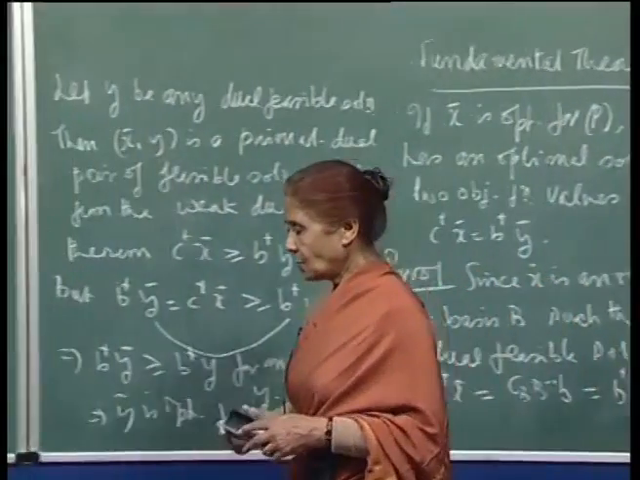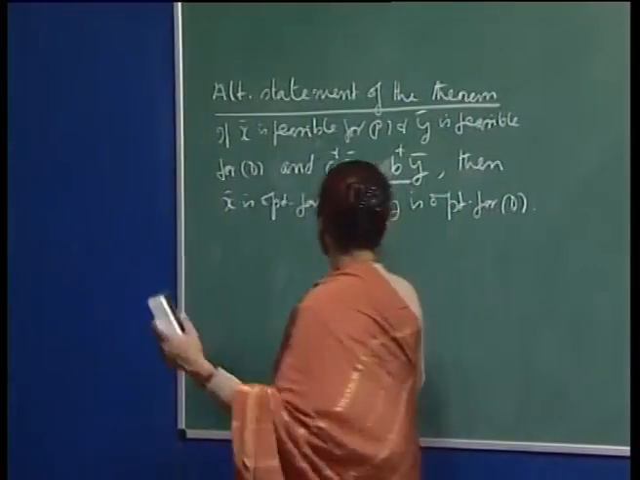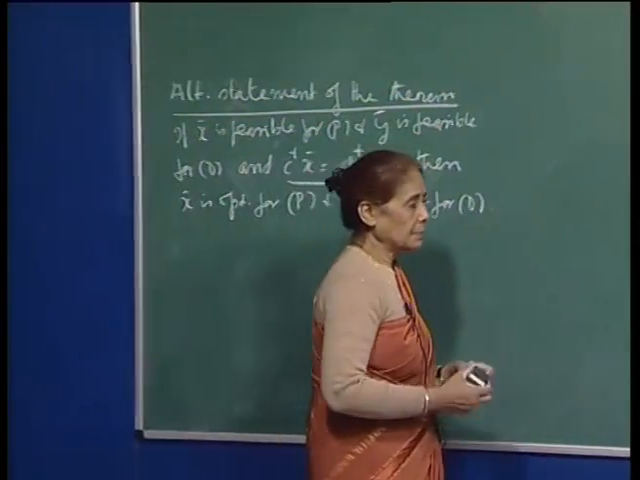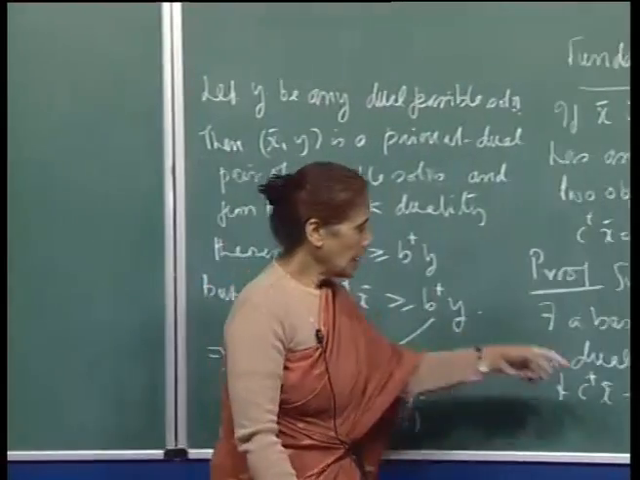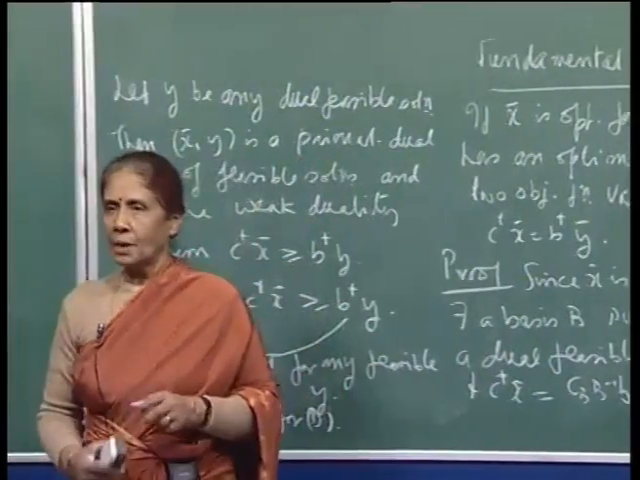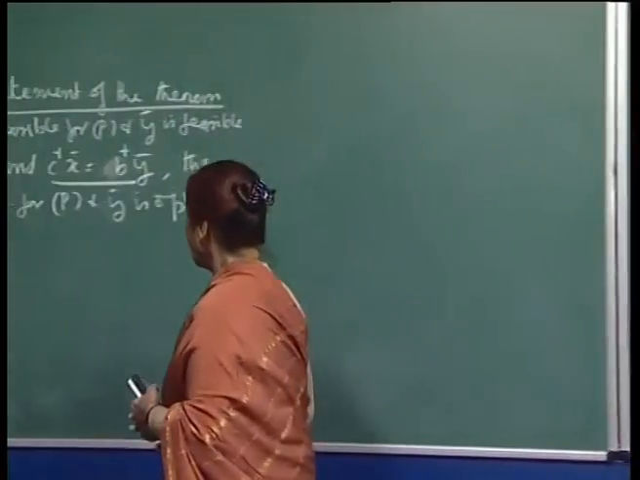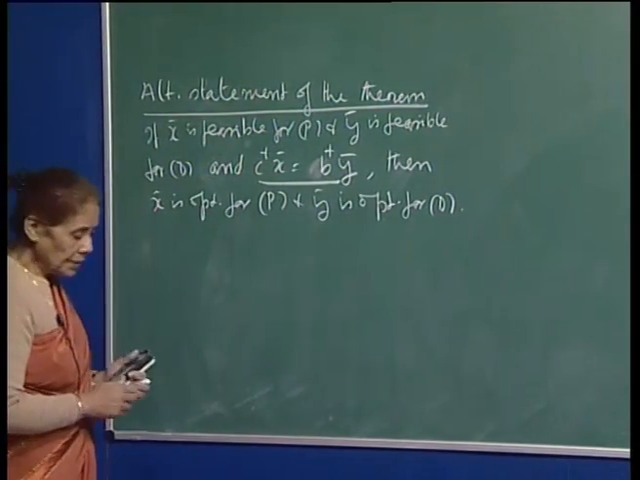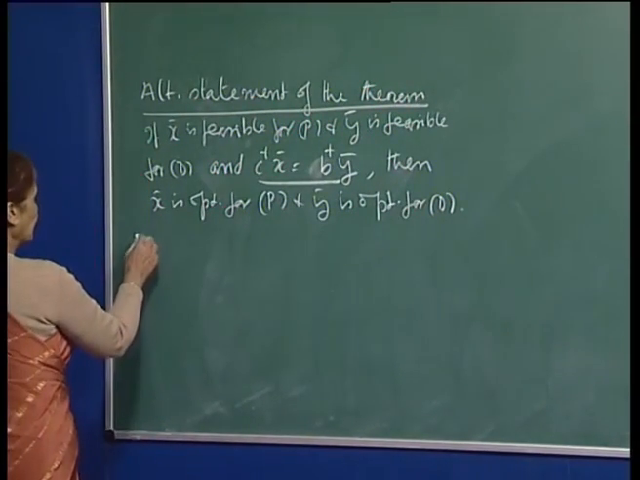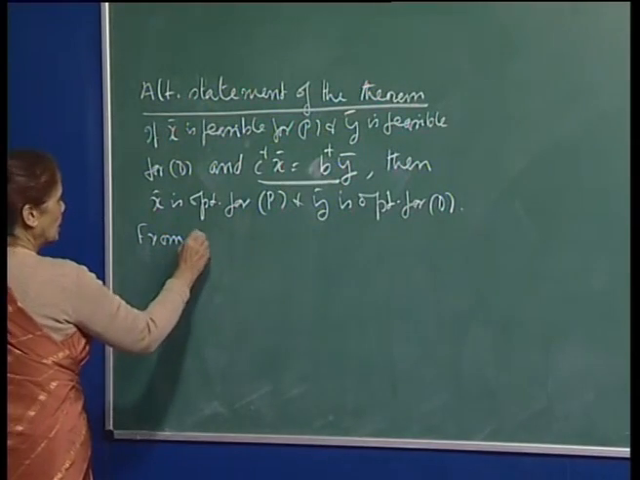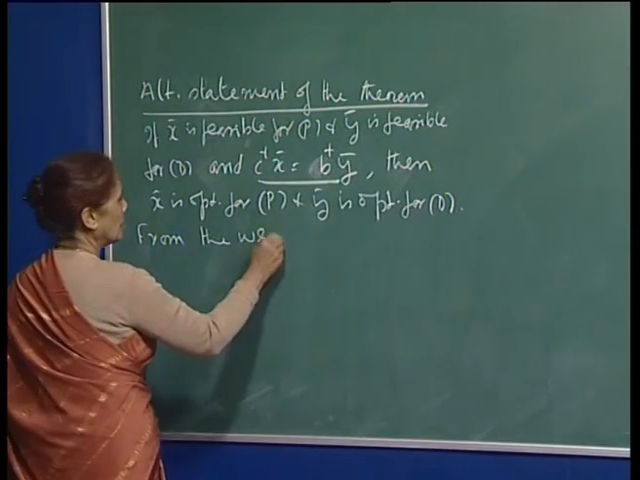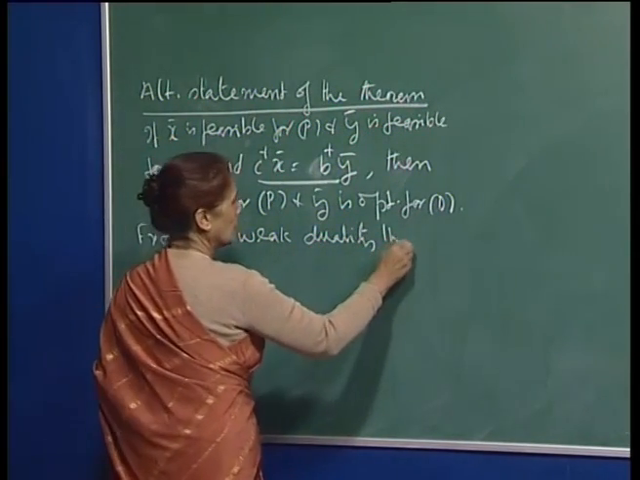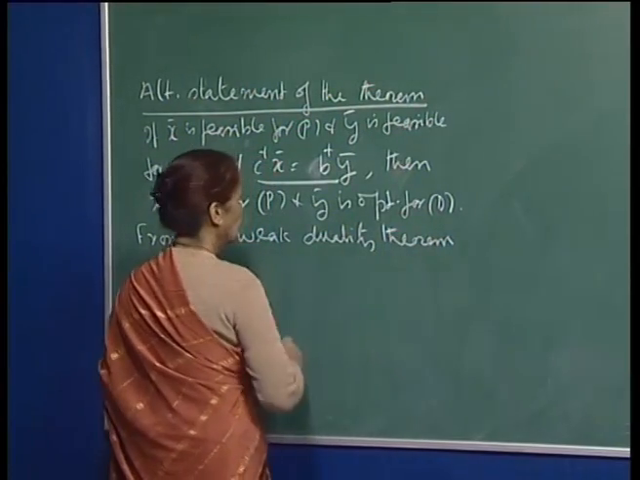And so, that alternate statement you can also do the same thing, because you have this equality, and this will only happen when y bar is equal to C_B B inverse for B an optimal basis for the primal. Okay. Now, you can immediately see that from the weak duality theorem I had the statement 3, right.